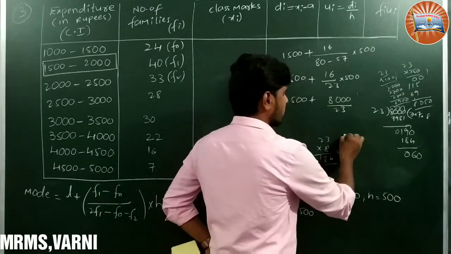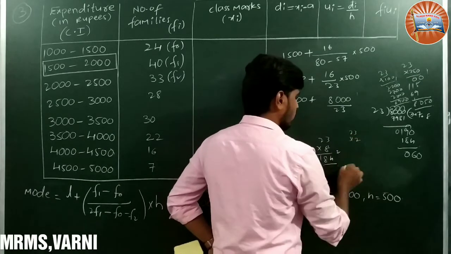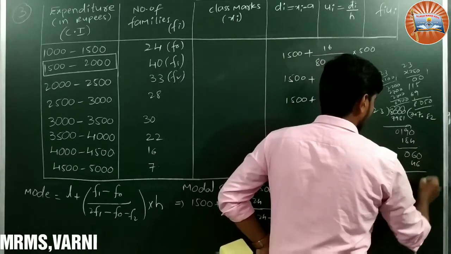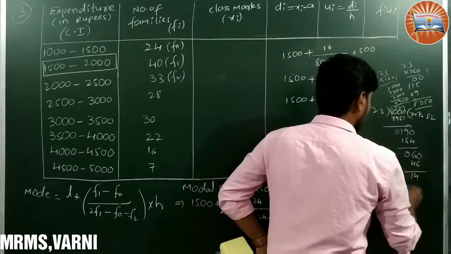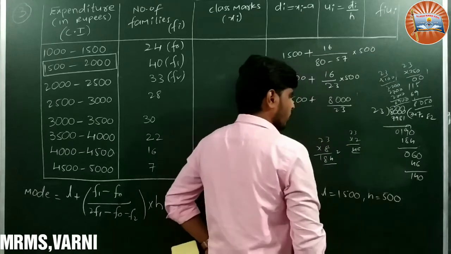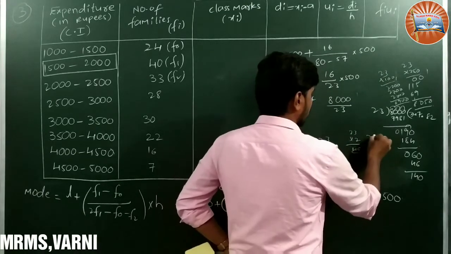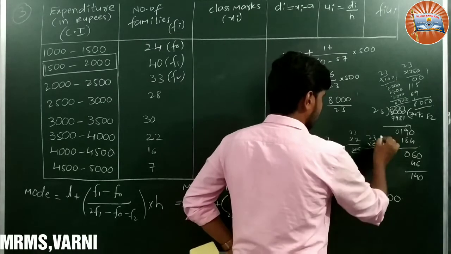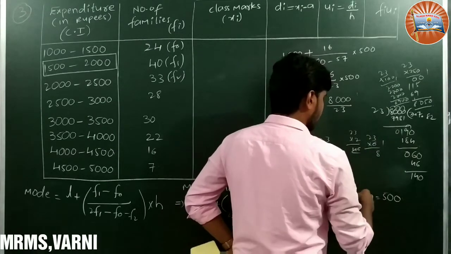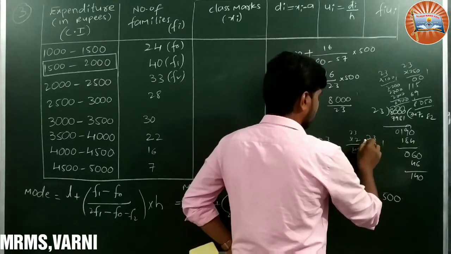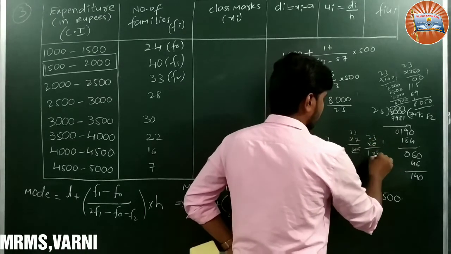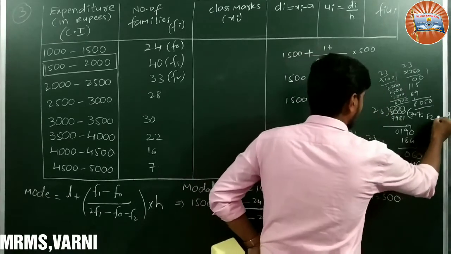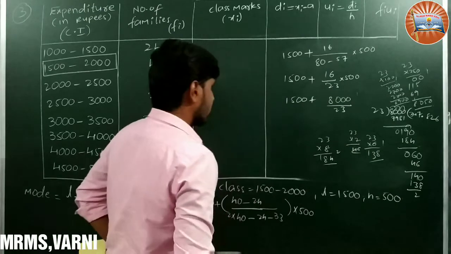Now what becomes? 23 2s are 46. Okay. Remaining 14. Take 0 again. So 140. So 23 into 6: 3 6s are 18, 1 carry, 6 2s are 12, 13, 138. 2 is the remaining, enough for this. So what is the remaining here?